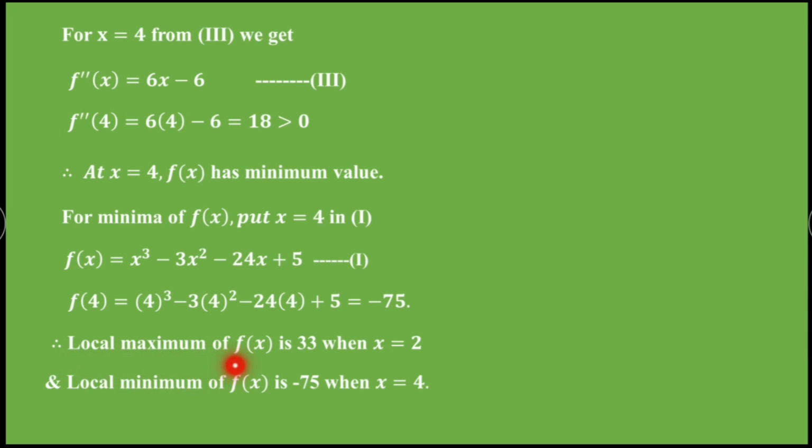Therefore the local maximum of f of x is 33 when x equals to minus 2, and the local minimum of f of x is minus 75 when x equals to 4. So in this way we find maximum and minimum value with the help of the second derivative test.